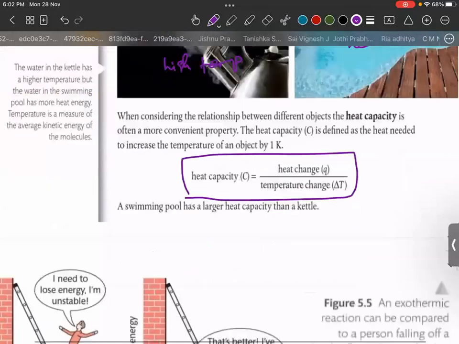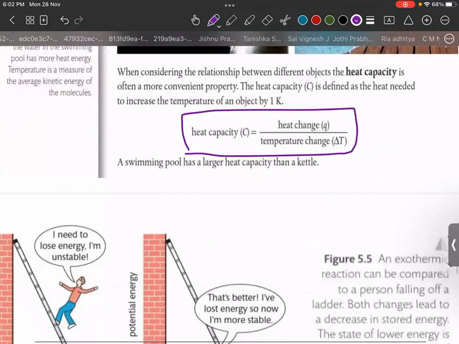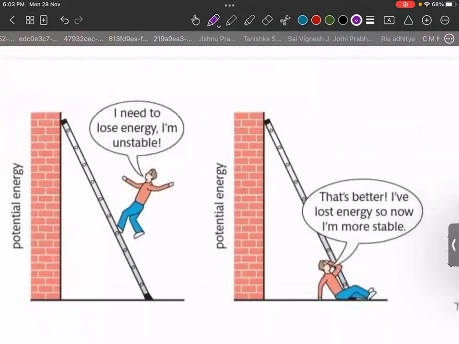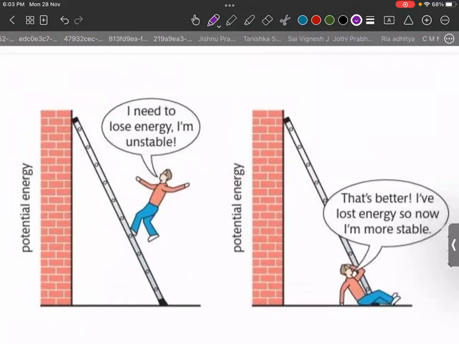Now, what do you understand from these two pictures? Anyone can answer. From picture one and picture two, what do you understand? Sir, is it atoms? Atoms, no. Just consider a man. Okay, wow, the person is correct.